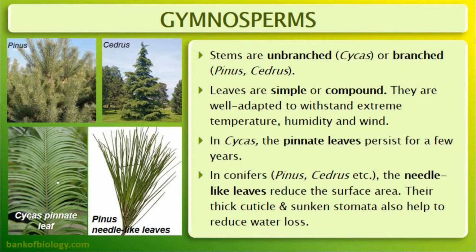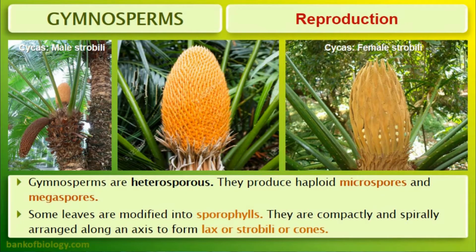In Cycas, the pinnate leaf persists for a few years. This is the pinnate leaf. In conifers like Pinus, the needle-like leaf reduces the surface area, and the thick cuticle and sunken stomata also help to reduce water loss through transpiration.